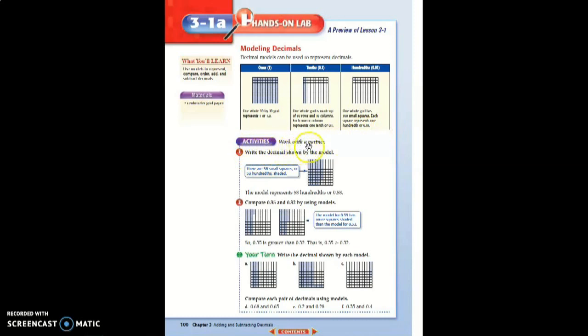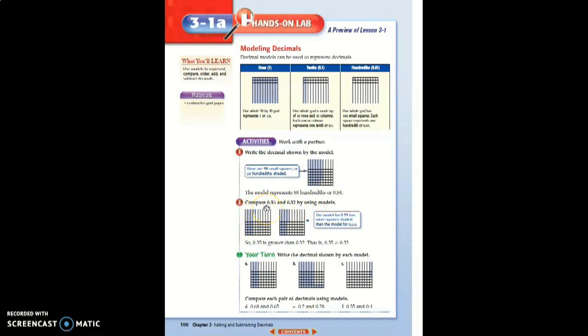Activity: work with a partner. Write the decimal shown by the model. There are 58 small squares shaded. The model represents 58 hundredths or 0.58.